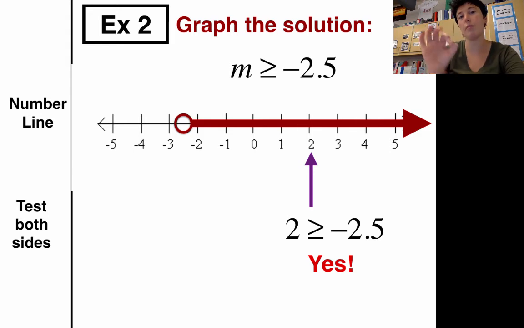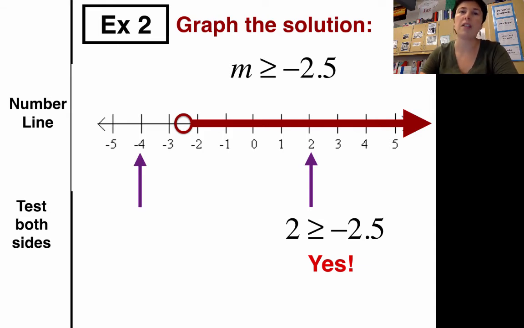Shade it with our pencil, make a big arrow going off to the right side, meaning m is all the numbers that we just shaded. m could be 3, m could be 4, m could be 25, m could be 100, m could be 1,000,000. Any numbers to the right, any greater-than numbers, m could be, as long as they're greater than -2.5.